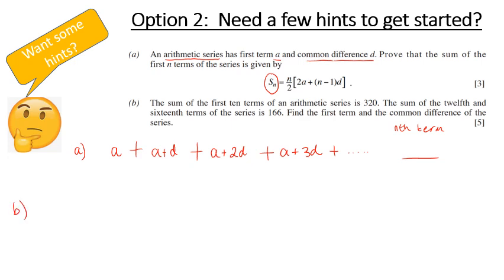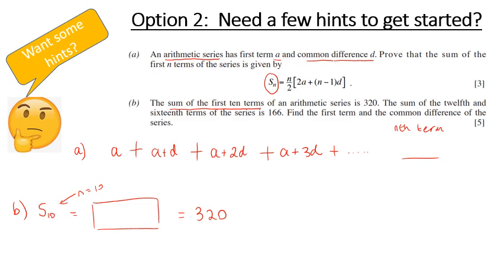In part B, it talks about the sum of the first 10 terms. The sum of the first 10 terms could be notated as S10. And we've just proved a formula for Sn, so you can use the Sn formula but put n in as 10. So you should be able to use that formula from part A. And if you put in all the n's as 10s into the formula, it tells you that this is equal to 320. So we're using that formula from part A, we put in all the n's as 10s, and we know that the whole thing is equal to 320.